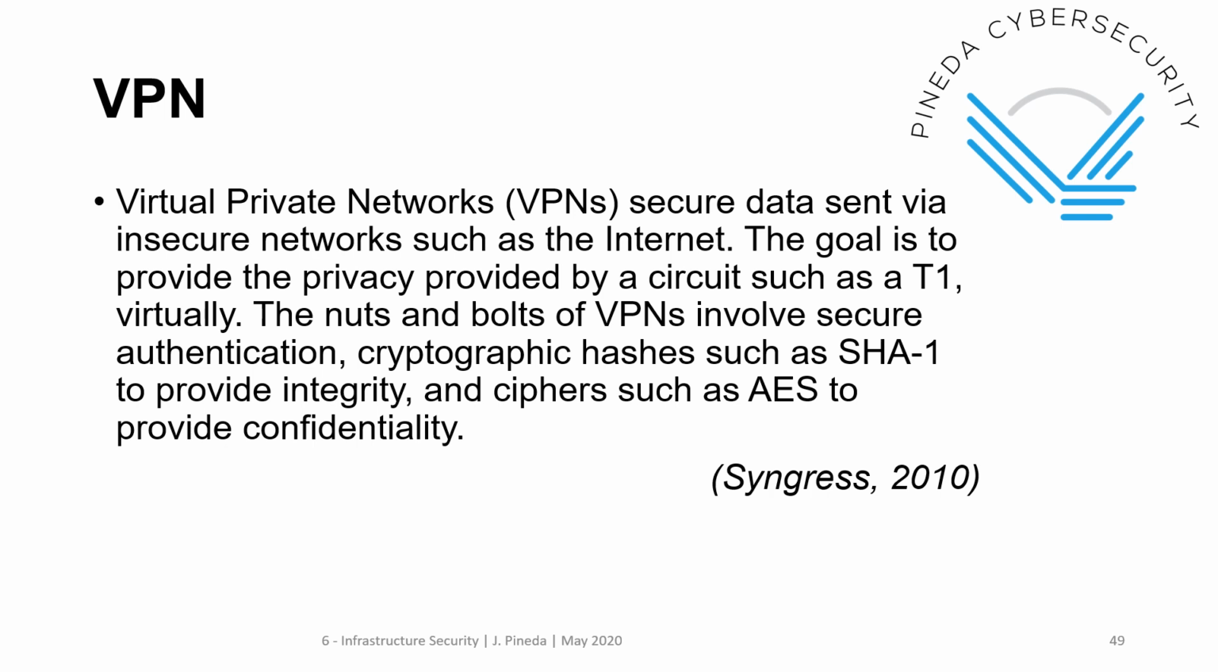VPNs secure data sent over insecure networks such as the internet. The goal is to provide the privacy provided by a circuit such as a T1, virtually. So it's like having a secure tunnel from point A to the corporate network. You establish a connection, and there is a lot of authentication done on both ends before you're able to access the corporate network.